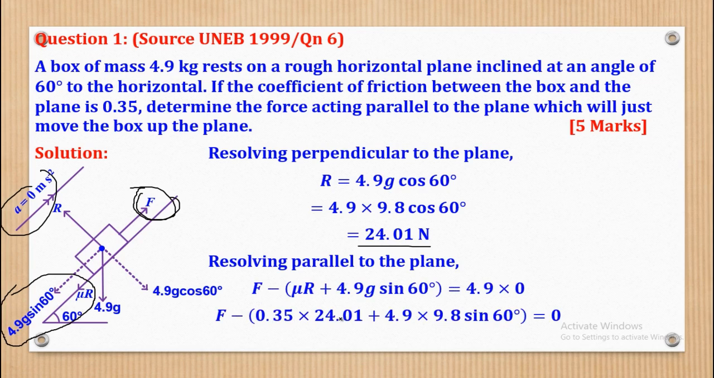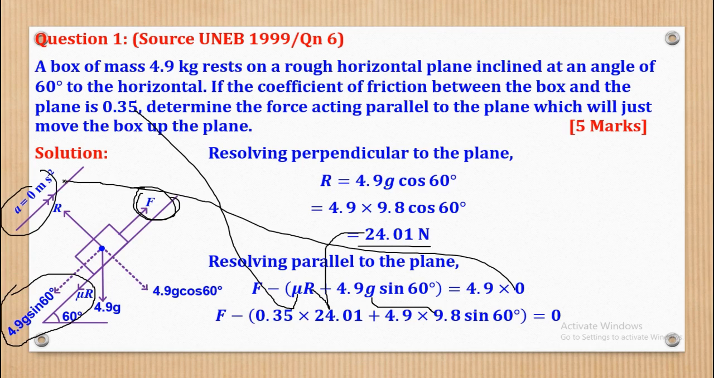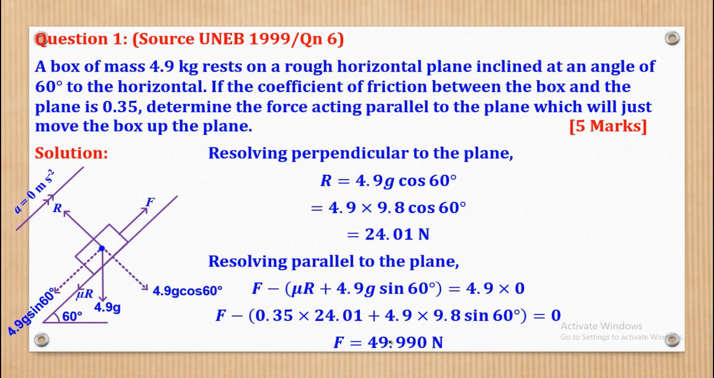When I substitute, mu is 0.35, which was given in the question, R is 24.01, which was already got, g is 9.8, and acceleration is 0. With that, I'll come up with my force being equal to 49.990 newtons. So basically that is what they wanted. Now let's see how much can be awarded.